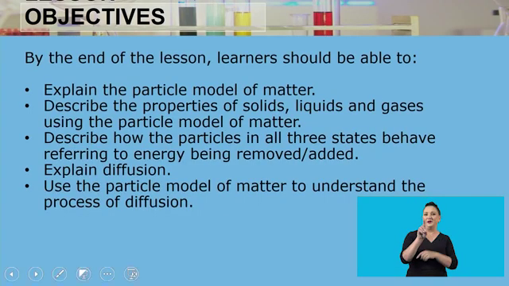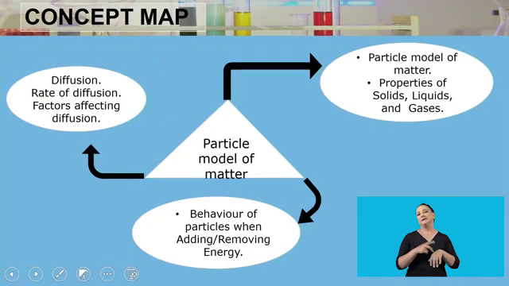So in order for us to be able to achieve these targets, we need to now structure our goal so that we can categorize it into certain concepts. So the first concept that you're going to be dealing with is the particle model of matter, and in it, we're going to be looking at the properties of solids, liquids, and gases. Thereafter, we're going to be looking at the behavior of particles when we're adding or removing energy. And then lastly, we're going to be looking at diffusion, the rate of diffusion, and the factors that are affecting diffusion.